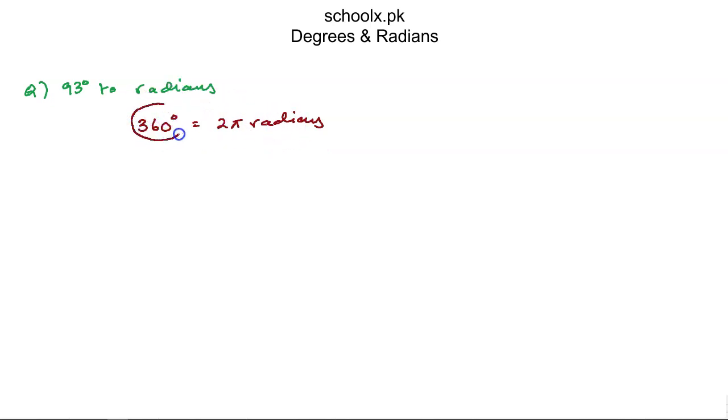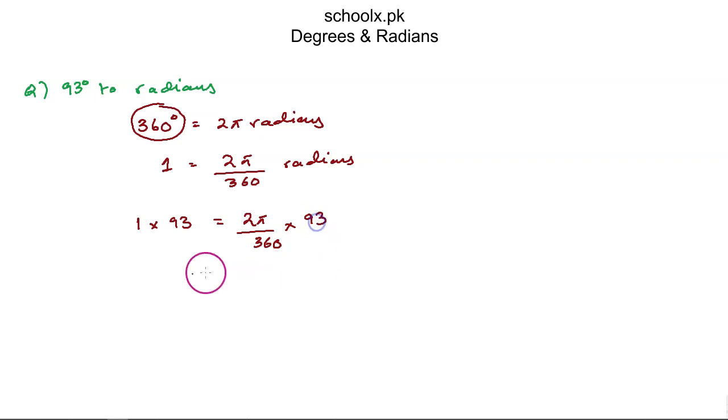Now here I want to get 93 in any way I can. So what I'll do is I'll divide 360 on both sides of the equation. I'll get 1 equals 2 pi over 360 radians, and then I'll multiply 93 on both sides of the equation. I'll get 1 times 93, 2 pi over 360 times 93, and our answer is, this is in degrees, 93 degrees is equal to 1.62 radian. Right?